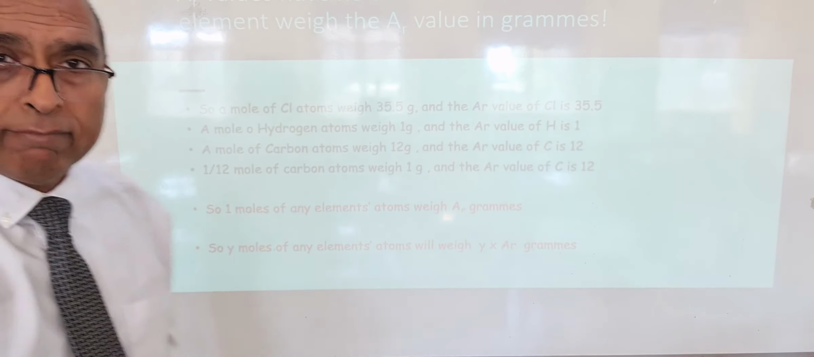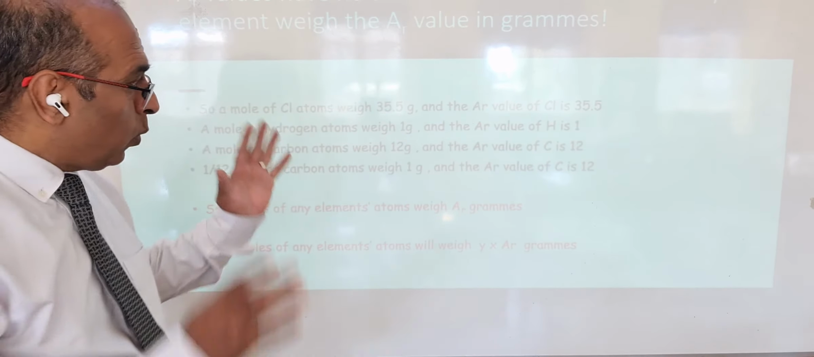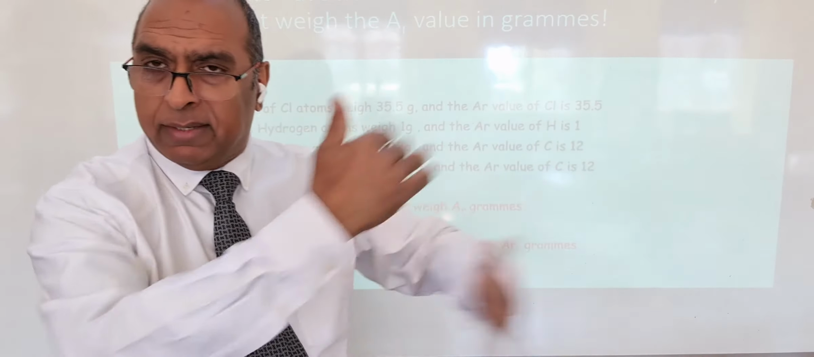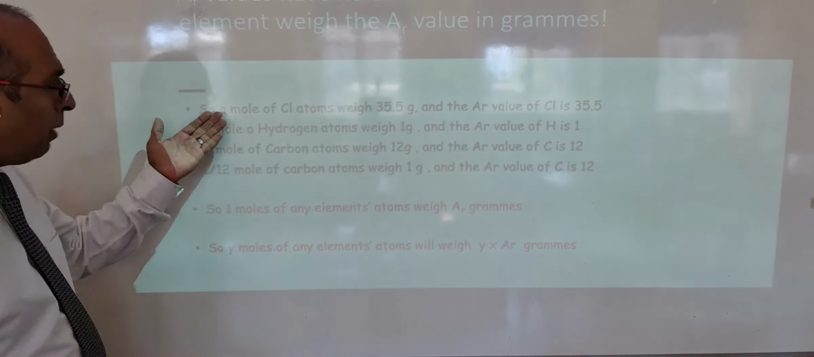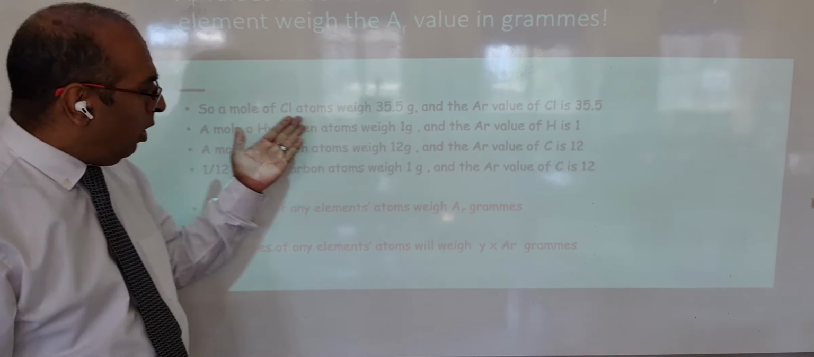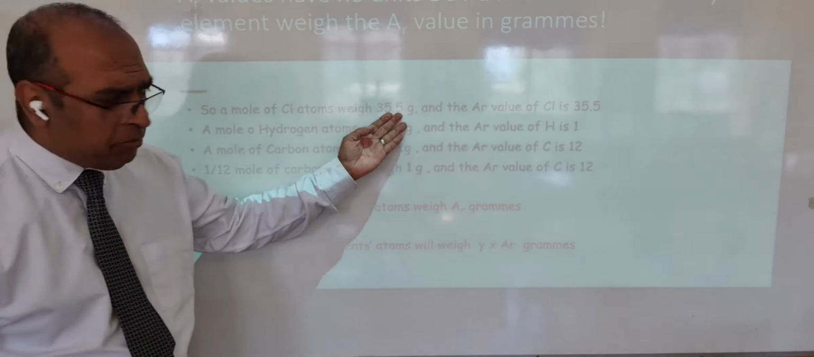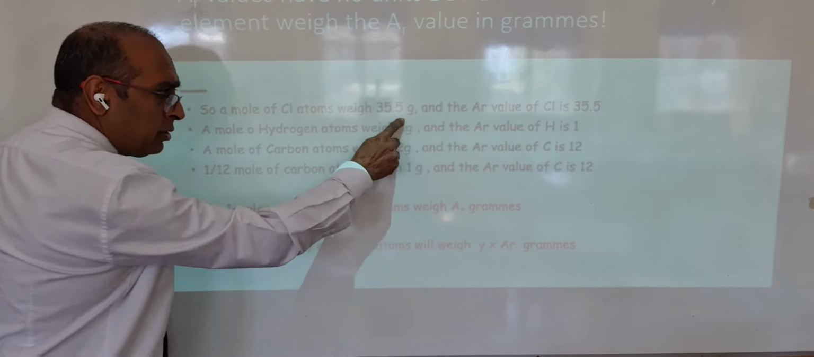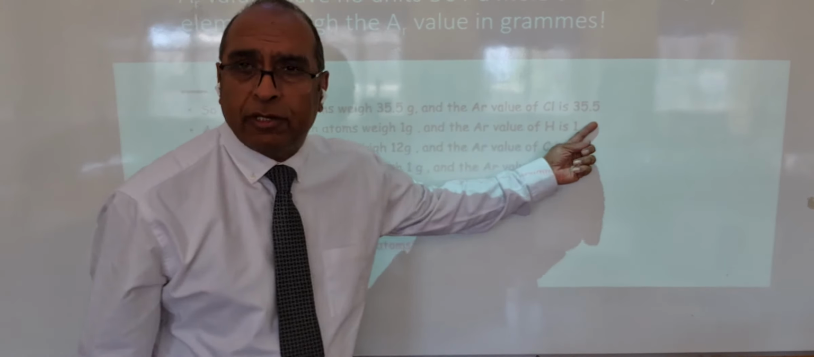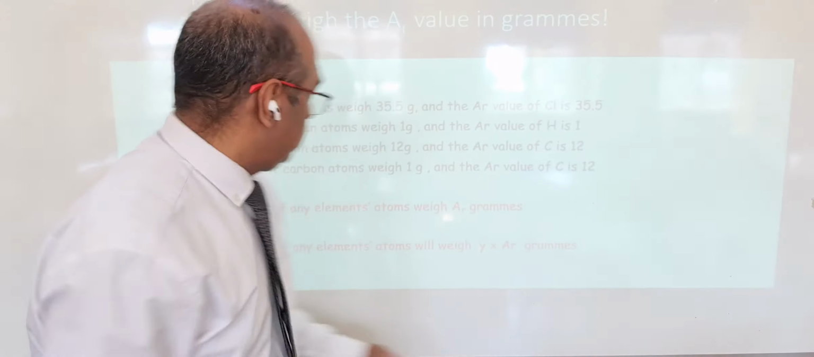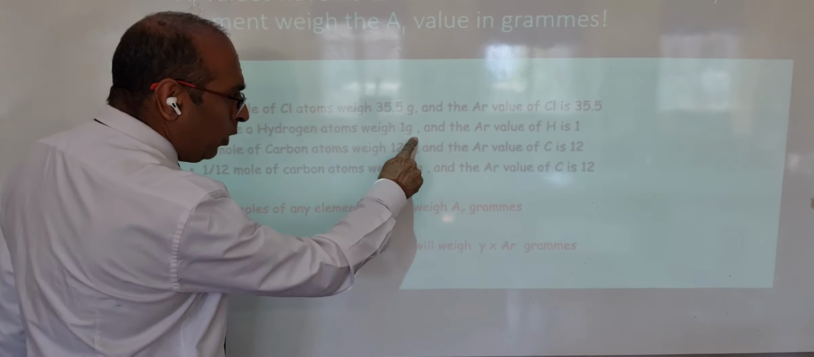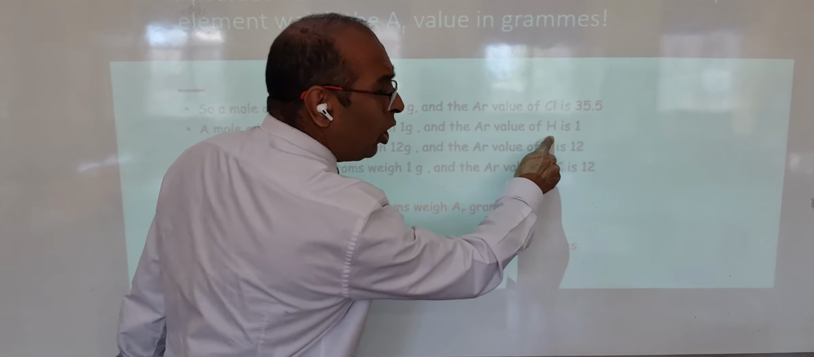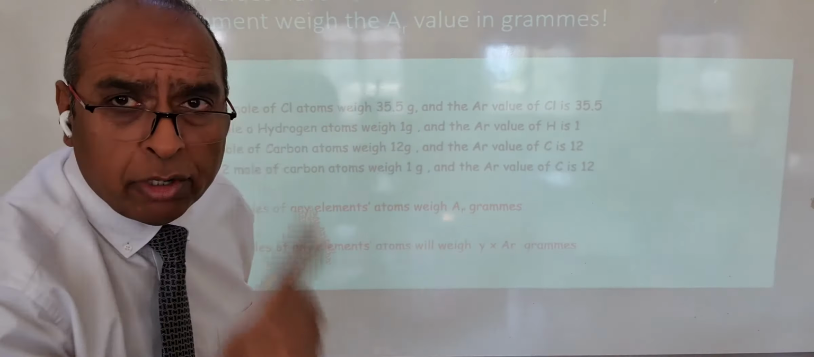Right. So, let me just say those things again in a converse way. A mole of chlorine atoms weigh 35.5 grams. See the word grams? Because it says a mole weigh 35.5 grams. But the AR value is 35.5, no units. A mole of hydrogen weigh 1 gram. But the relative atomic mass value of hydrogen is, on a periodic table, just 1, no units.